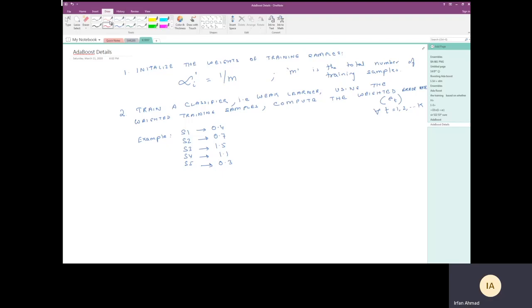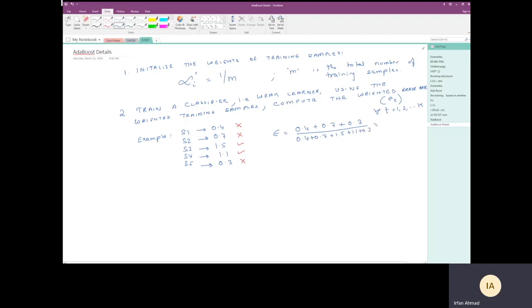And let's assume that these 3 samples were misclassified and these 2 were correctly classified. So what is the weighted accuracy or weighted error rate if the current classifier misclassifies these 3 points and correctly classifies the other points? What is the current error rate for that classifier? The weighted error rate is nothing but 0.4 plus 0.7 plus 0.3 over all of the sample weights: 0.4 plus 0.7 plus 1.5 plus 1.1 plus 0.3.